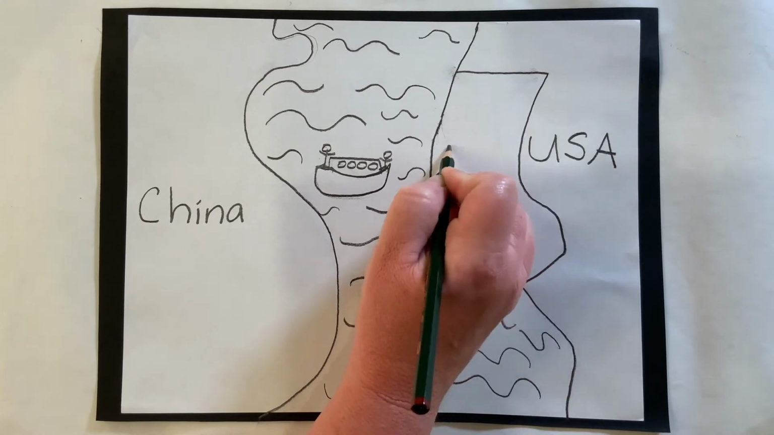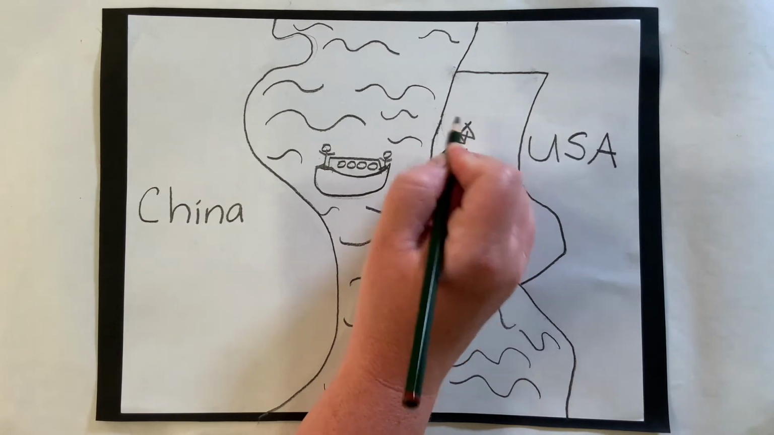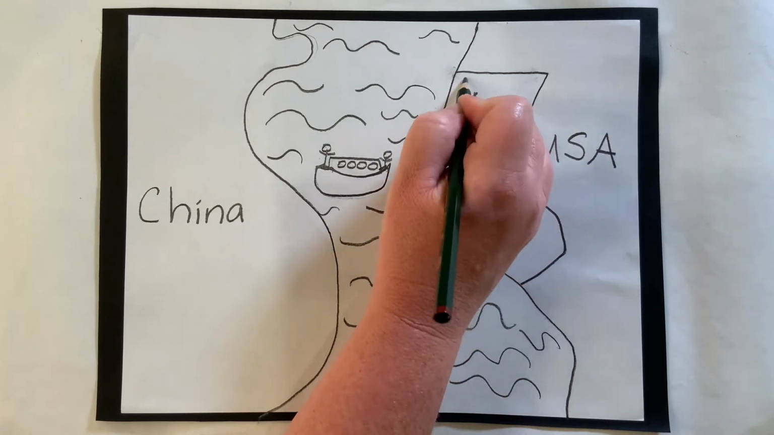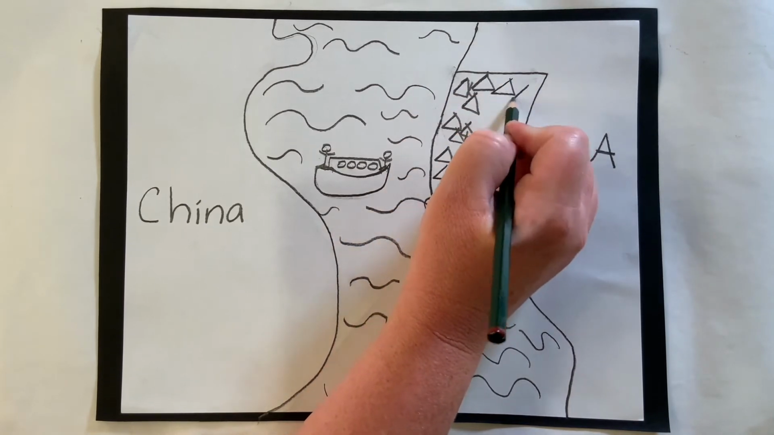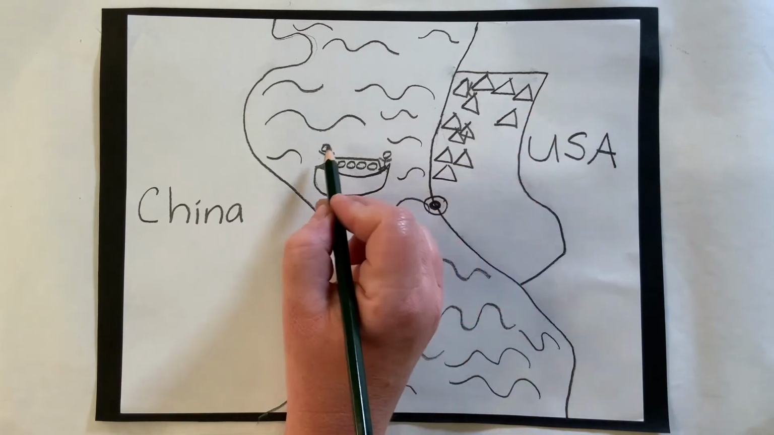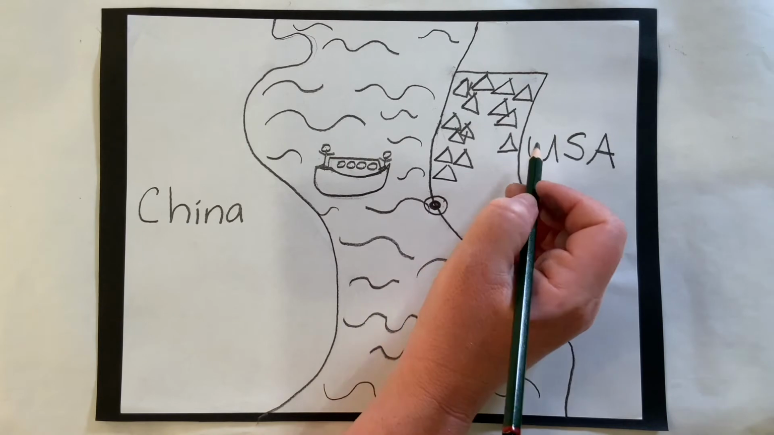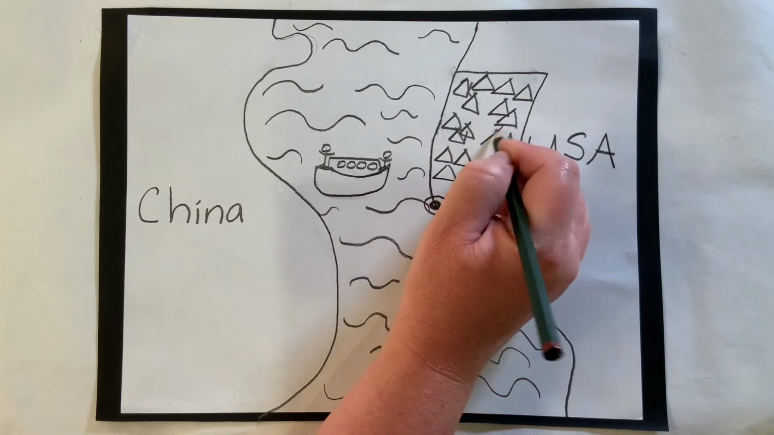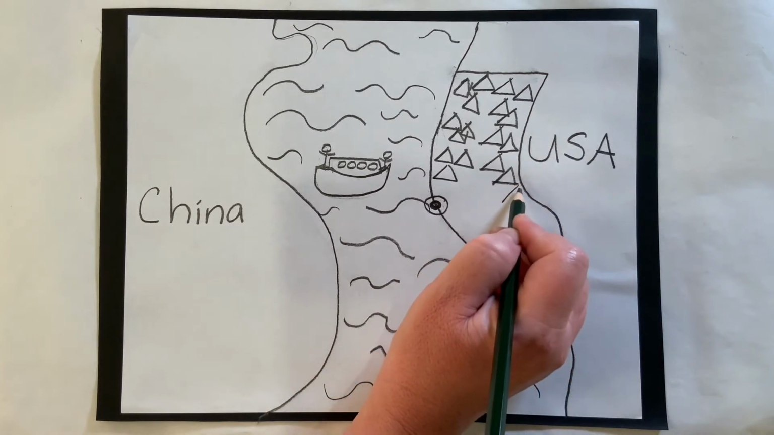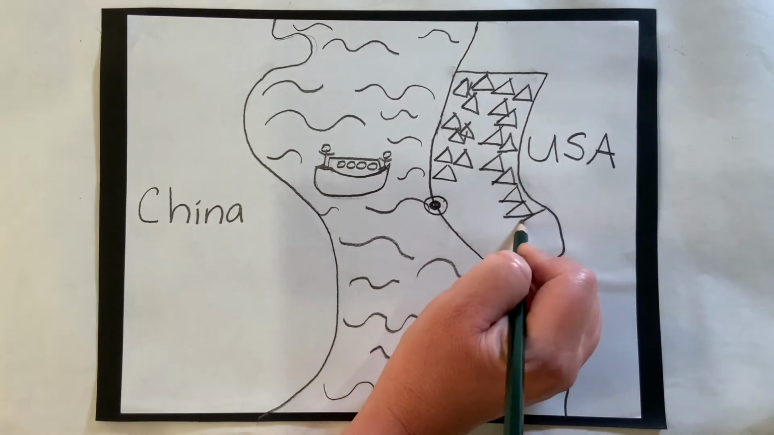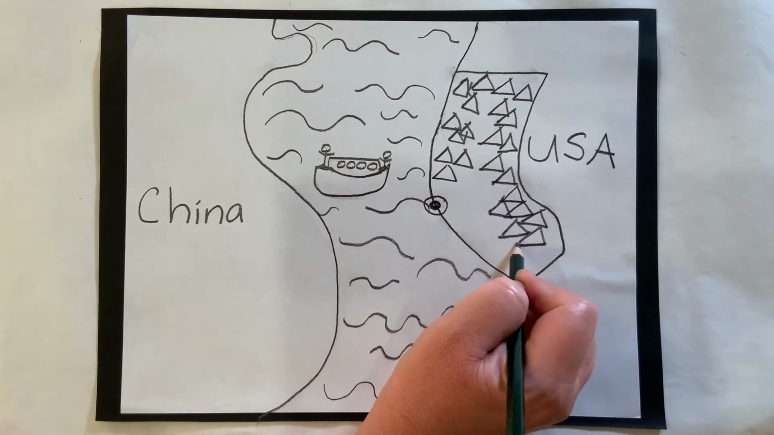What I want you to do is draw lots of triangles, and they don't have to be perfect, to show the symbols of mountains. Remember how Lin and his father traveled to go find Gold Mountain? Did they ever find it? No. That was a make-believe story. But there are a lot of mountains in California, and that's what we're drawing.